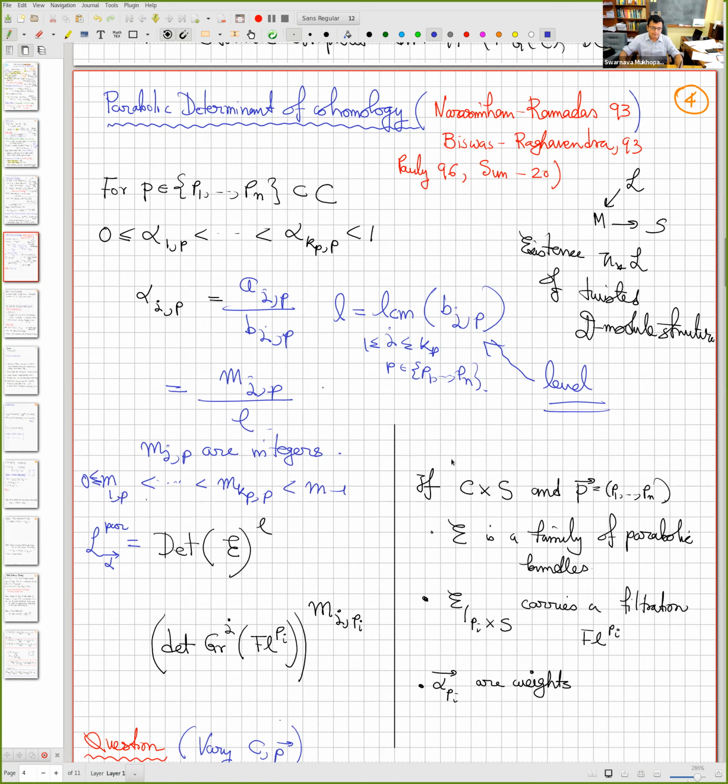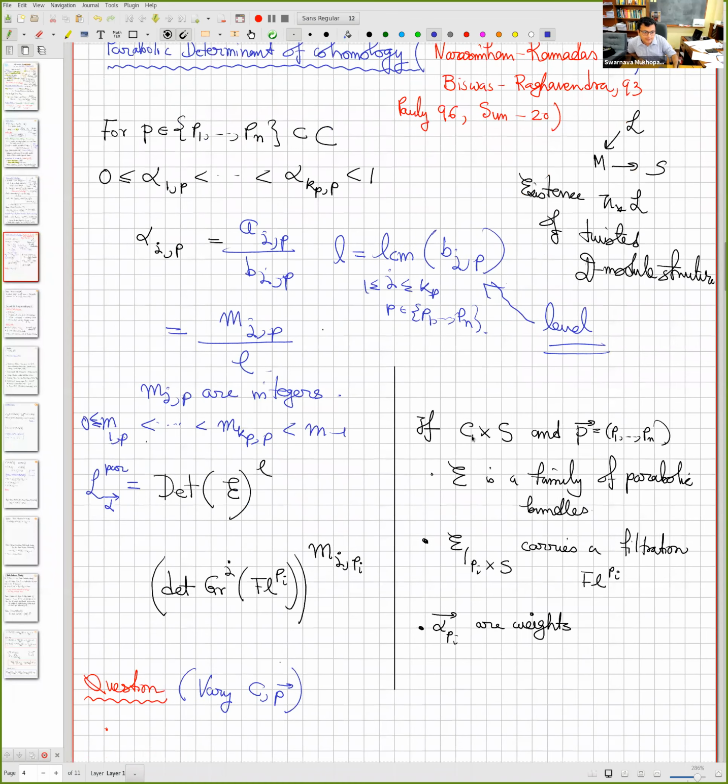And then I have a family of parabolic bundles. So what is a family of parabolic bundles? That means I have a vector bundle. Let's say C is a curve and S is a scheme, and then I have a vector bundle E on C cross S. And what is a parabolic structure? A parabolic structure just means that if I restrict to p_i cross S, I will have some filtration.